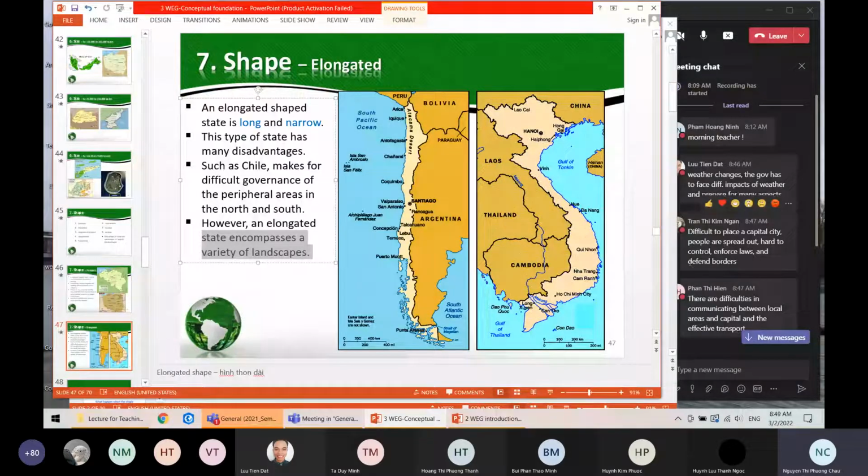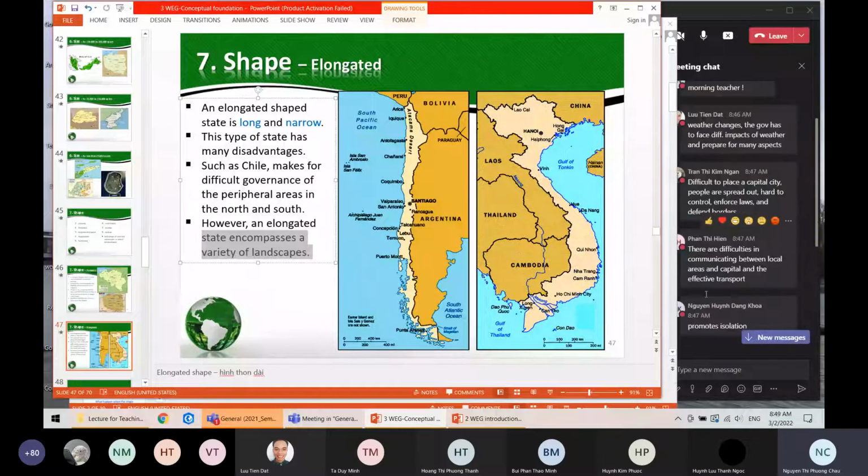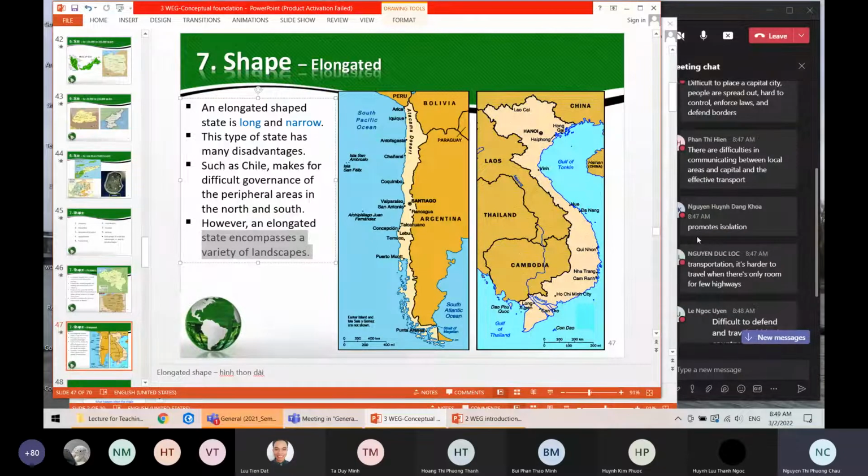And defense borders. So what is the defense borders? From Hin, there are difficulties in communicating between local area and capital and the effective transport. Yes, this is right. You see, because of the far distance, the government has difficulty to control, it also means limit communication between people and government.